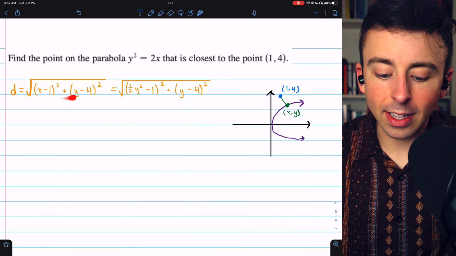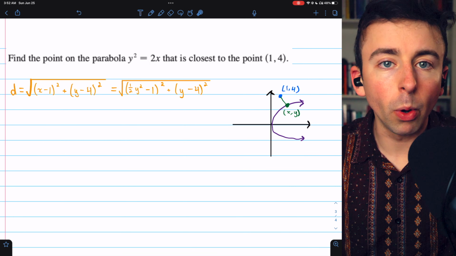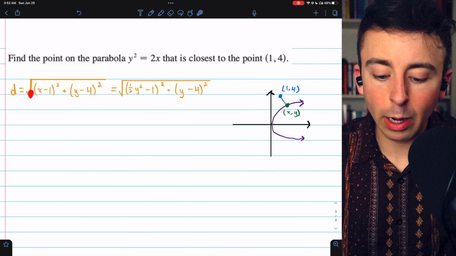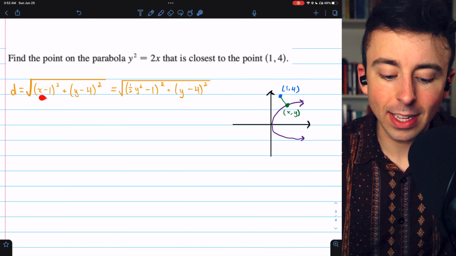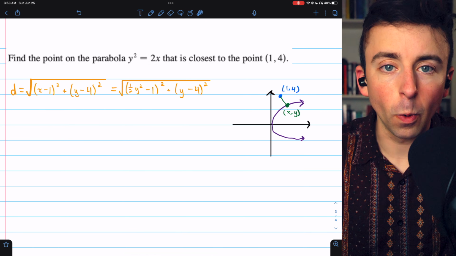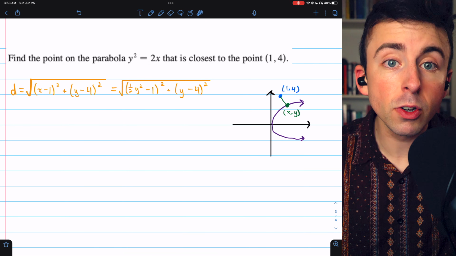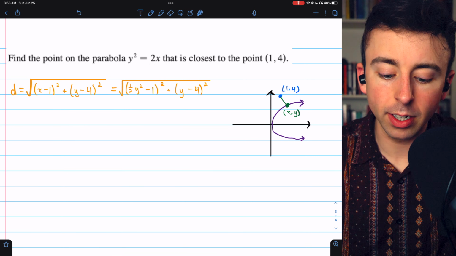This is the distance between any point (x, y) on this parabola and the point (1, 4). It's the familiar distance formula. We have the square root of (x minus 1) squared, that's the difference in the x coordinates, squared, plus (y minus 4) squared, the difference in the y coordinates squared. Again, this is just the distance between an arbitrary point (x, y) on the parabola and the point (1, 4).